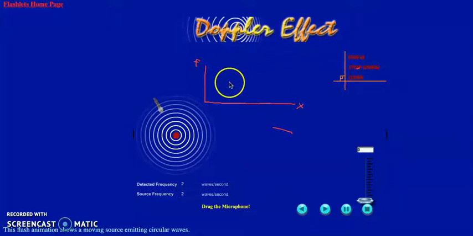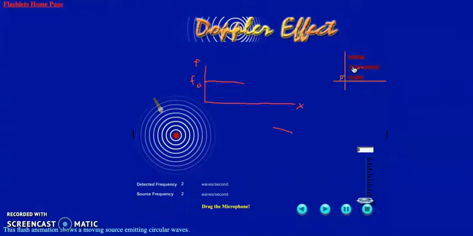So let me go to draw, maybe. And so there's a flat line. I'll call that f naught. That's our reference. Okay. Now, let's bring in the idea of the Doppler effect.